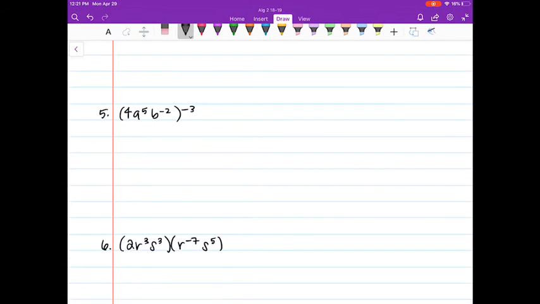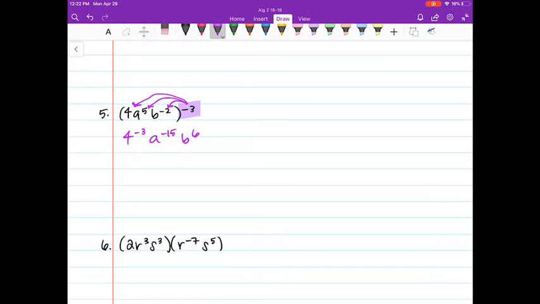Number 5, we can go ahead and distribute that exponent. And remember that if we take an exponent to another exponent, or take a power to a power, we are going to multiply those. So we've got 4 to the negative 3rd. That doesn't require any multiplying. And then a to the negative 15th. And then lastly, b to the positive 6th.